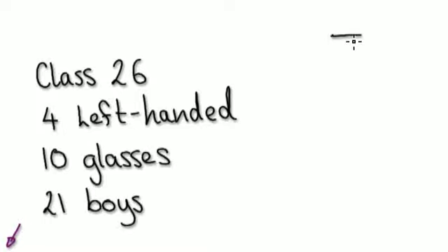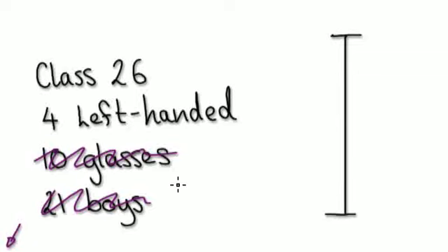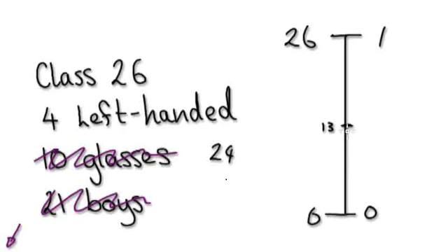So the question is asking what percentage are right-handed? In this case, this is useless information, so don't use it. This one here represents the whole class. And because you want to know what percentage are right-handed, if 4 are left-handed, then 24 must be right-handed. This is the halfway mark, 13. So 24, I'm going to guess somewhere around here. So what is the decimal number here?